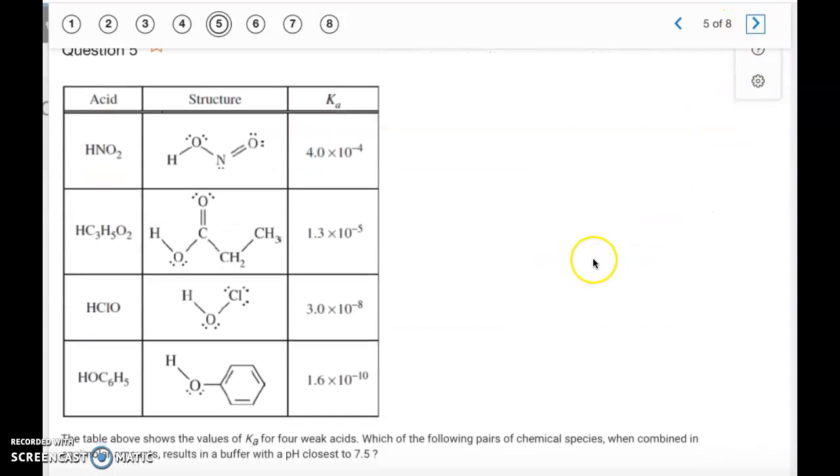All right, question number 5. So we have different values of Kas for these 4 different weak acids. Which of the following pairs of chemical species, when combined in equal molar amounts, results in a buffer with a pH close to 7.5?